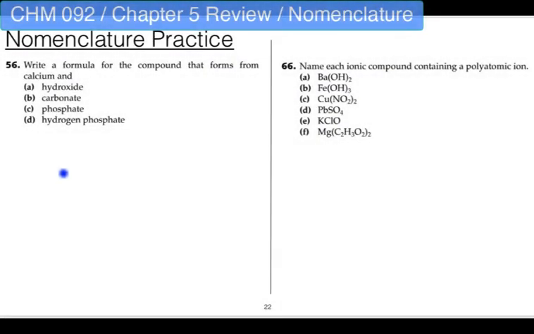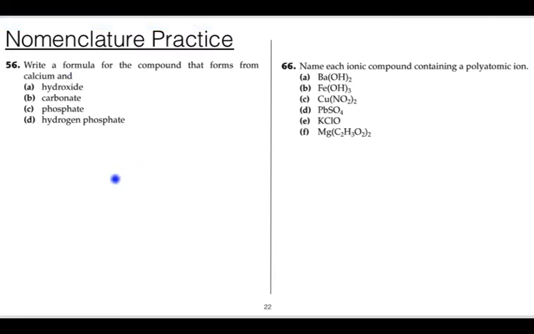In this review of Chapter 5, I want to do some basic nomenclature problems. I just pulled some from the textbook here. And along the way, I'll illustrate a few other subject matters like acid nomenclature as well. So this first question is dealing with, well, a couple things.